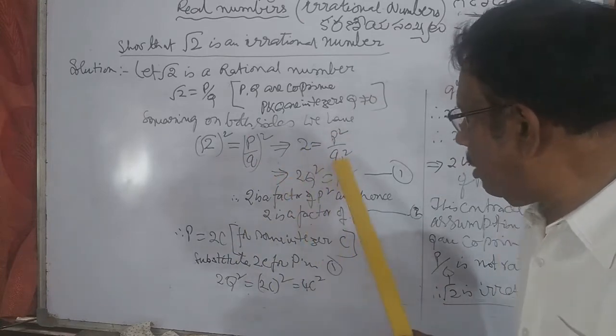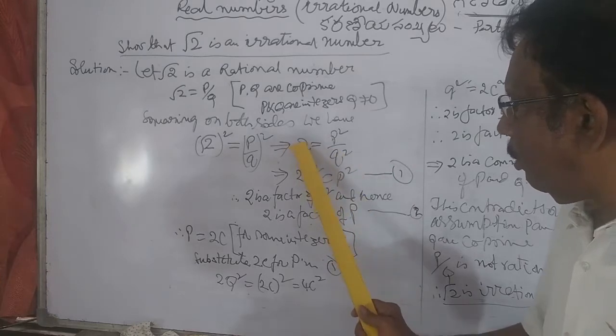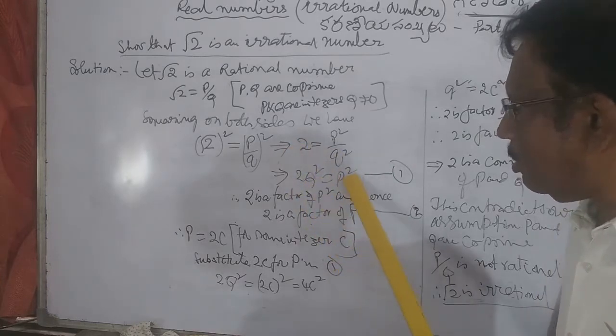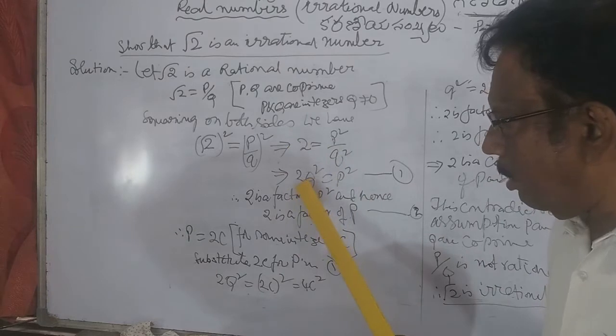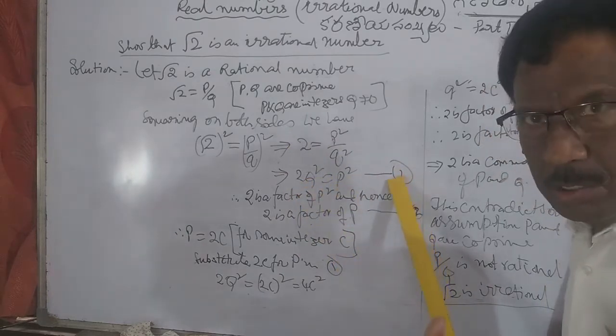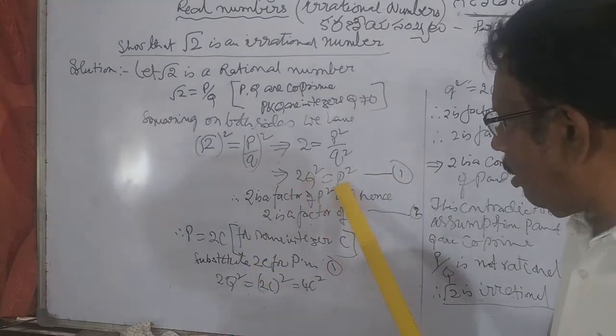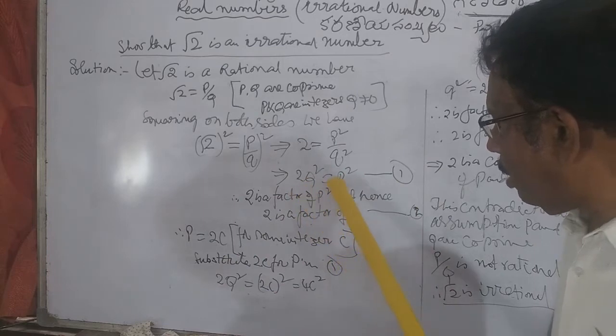This implies, multiplying by q square, 2q square is equal to p square. So we concluded one equation: 2q square is equal to p square, that is equation 1. First equation, remember that. Now from this equation, what do you understand? 2 into q square is equal to p square.